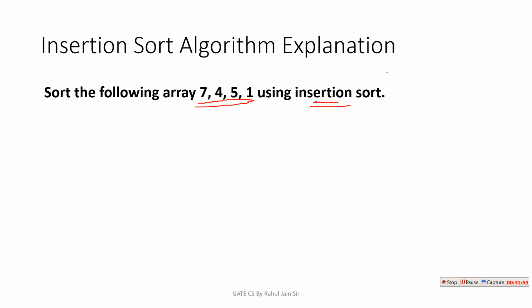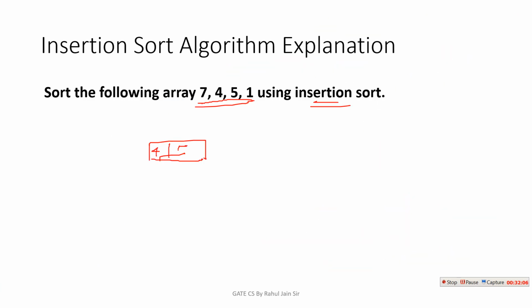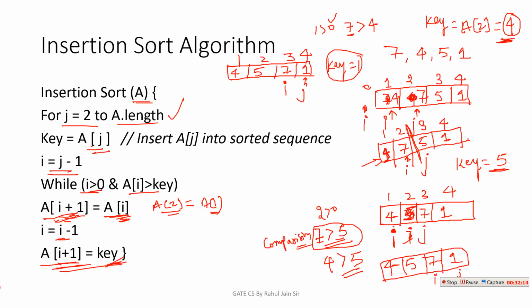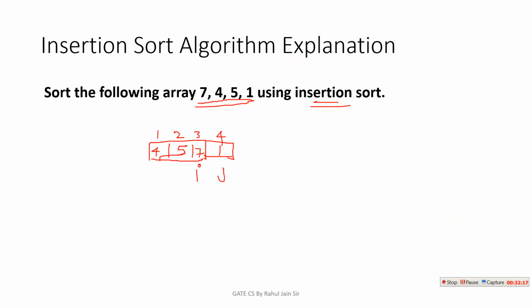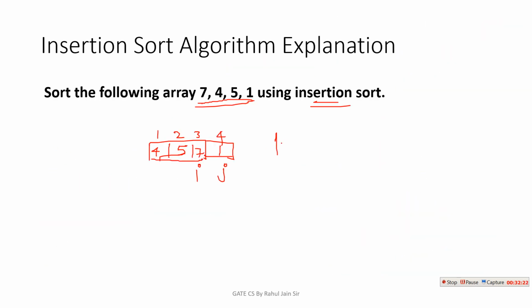Due to lack of space I am moving to the next place. So my array is looking like this: 4, 5, 7 and then 1. It is indexing 1, 2, 3 and 4. This is I, this is j. Now key equals A of j, that is 1. Now my key is 1, so I am holding this key here.